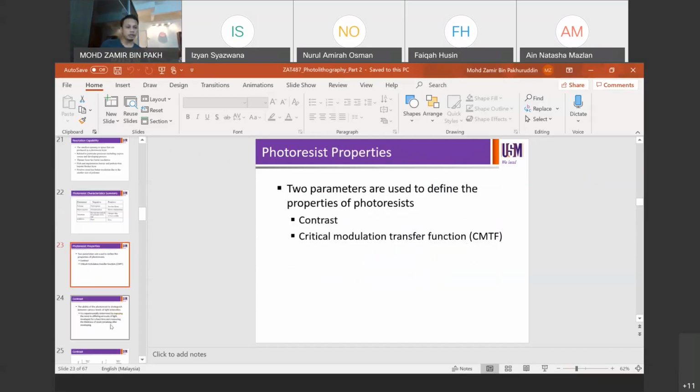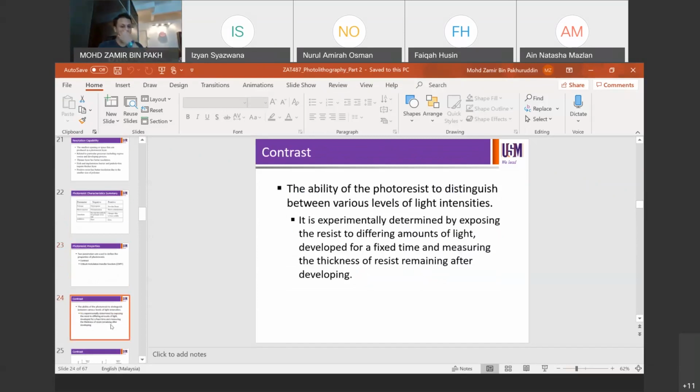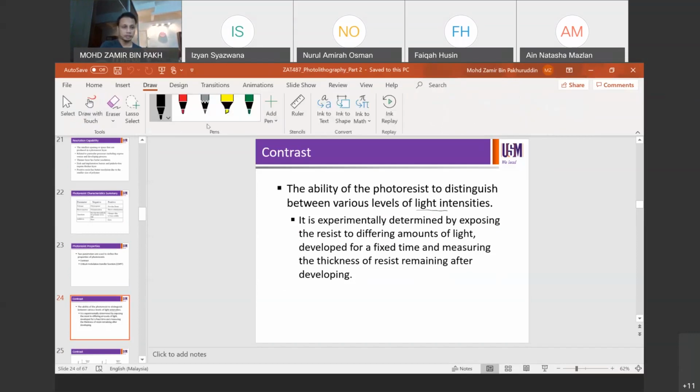So now let's look at the contrast curve. Contrast, let me just recap before we go to the curve, is the ability of the resist to distinguish or differentiate various levels of light intensities. When I say light intensities in this case, it's actually referring to the dosage that we're going to use for the exposure process.